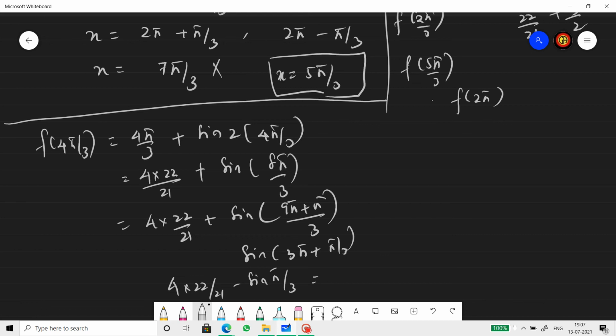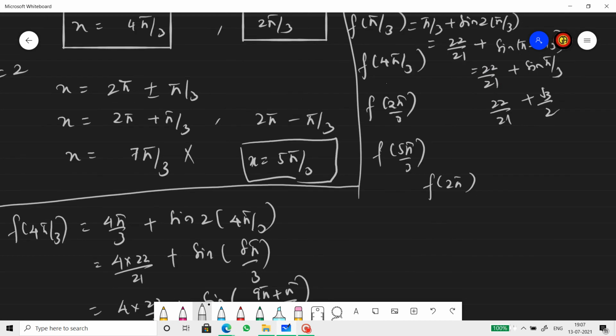So substitute root 3 by 2. This way you keep doing for all the values. Now find out the least and the maximum out of these. I think the maximum will be at 2 pi and the least will be at 0. So get the answer now.